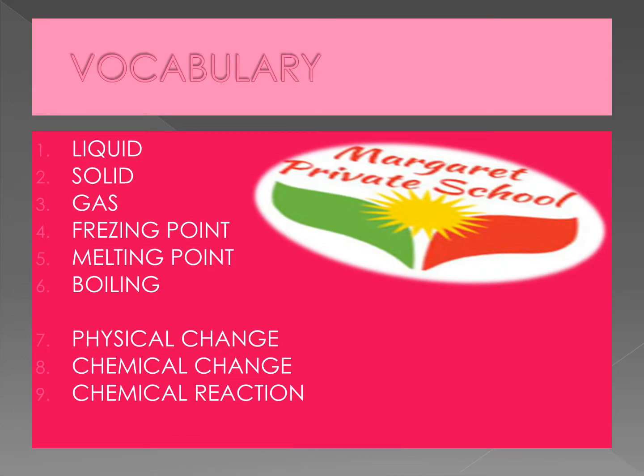Finally, let's start today's lesson. We will start with the vocabulary, the words that you need to learn and know. What are these words? We will start with the old ones and we will get to the new ones also. The first ones are liquid, solid, gas, freezing point, melting point, boiling, and the new ones are these: physical change, chemical change, and chemical reaction. So you will have to know these new words. Once again, let's repeat it: physical change, chemical change, and chemical reaction.